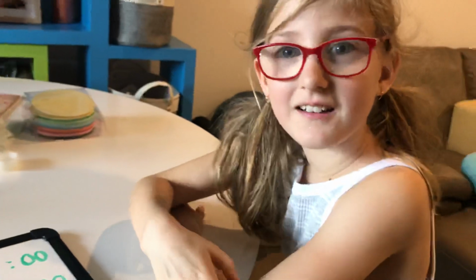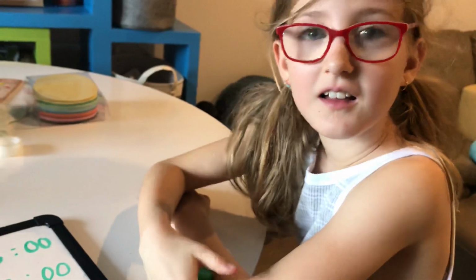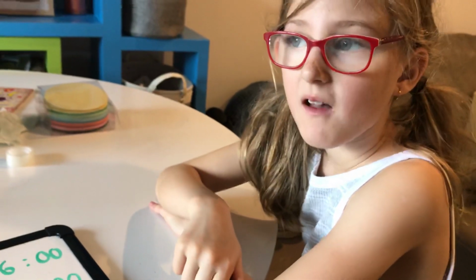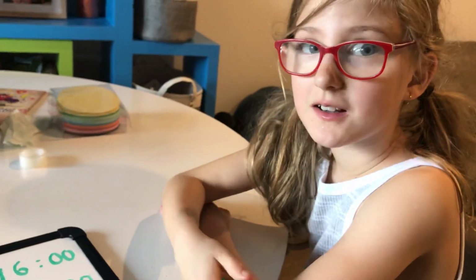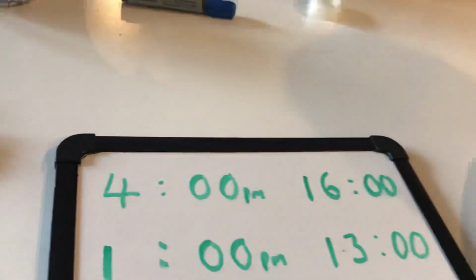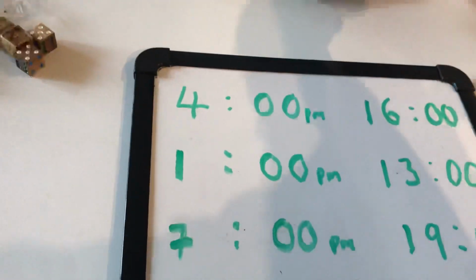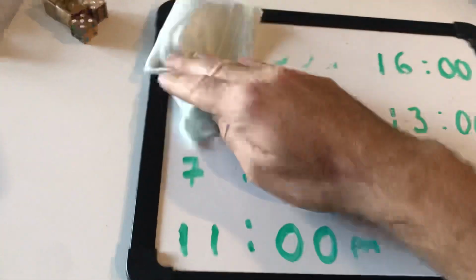Okay, let's do another one. If it is 3 o'clock in the afternoon, that's 15 o'clock, 1500 hours. How quick is that now? Do you like that strategy? Yeah, I do.